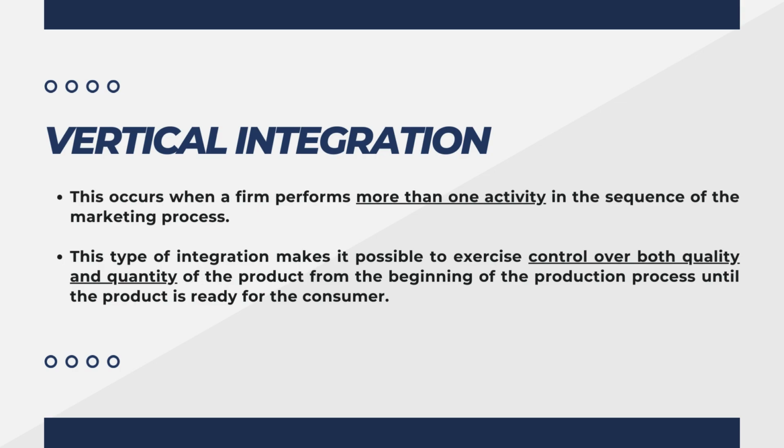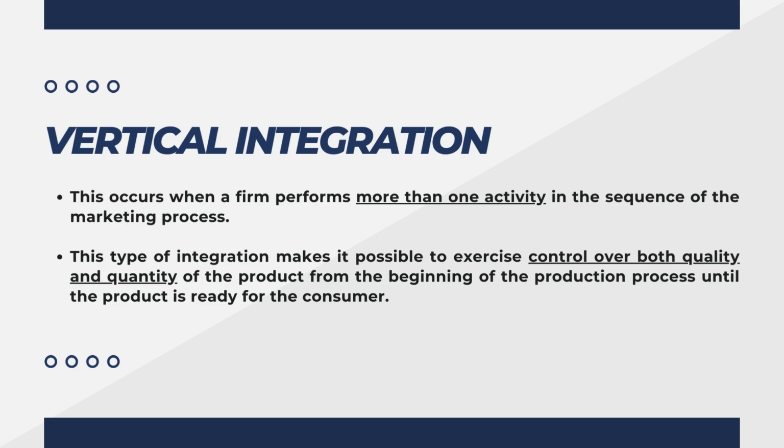This type of integration makes it possible to exercise control over both quality and quantity of the product from the beginning of the production process until the product is ready for the consumer. In simpler terms, vertical integration means having control over every step of making a product, from getting raw materials to selling it to customers. By doing this, they can ensure the product is both good quality and there is enough of it to meet demand.